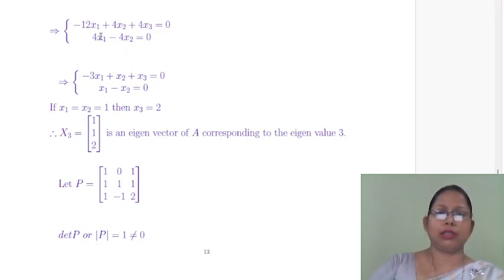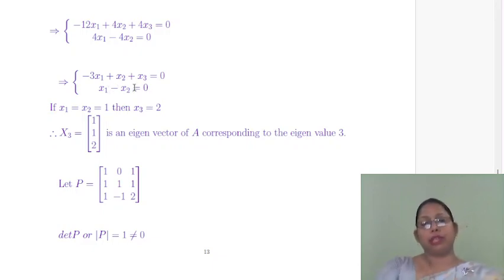And in the second, take 4 common and divide it by 4. We will get x1 minus x2 is equal to 0. From this equation, I will get x1 is equal to x2. Put this x1 equal to x2, I will get -3x2 plus x2 is equal to x3, that is x3 is equal to 2x2. That means if I take x1 equal to x2 equal to 1, x3 is 2. Therefore, (1, 1, 2) is my eigenvector corresponding to eigenvalue 3.